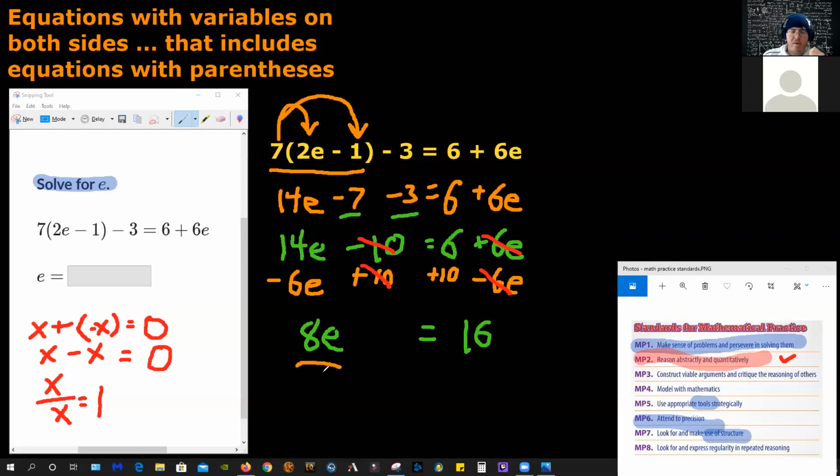So then if I divide both sides by 8, according to our abstract law, 8 divided by 8 is equal to 1 whole. So it'd just be 1e. 16 divided by 8 is 2. So in this case, e would be equal to 2.